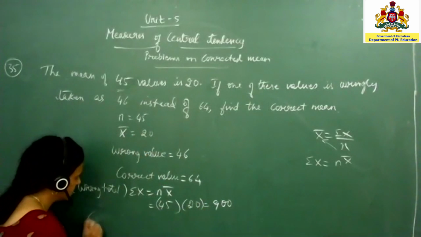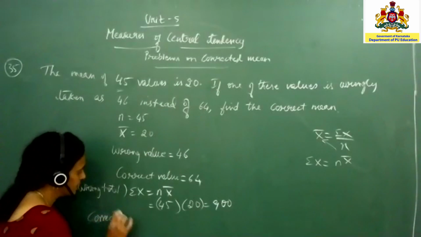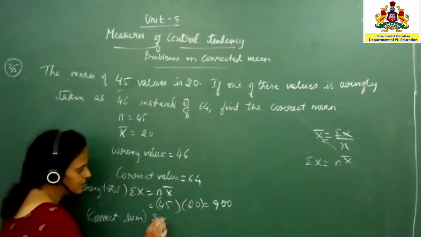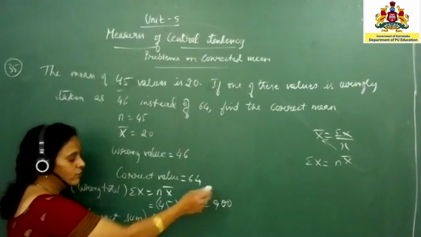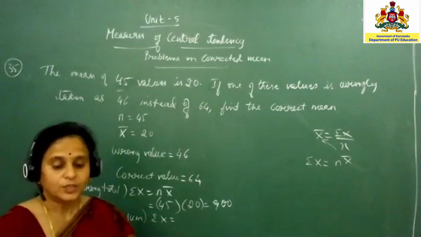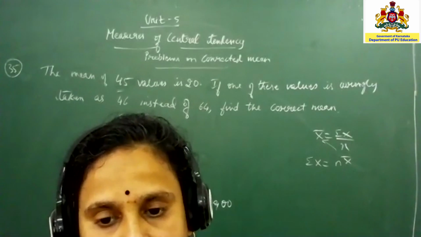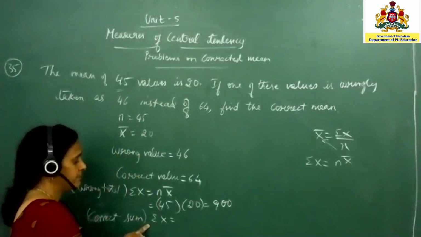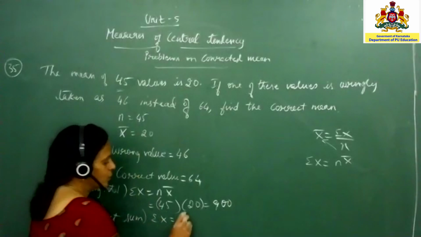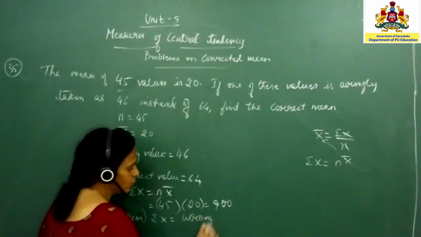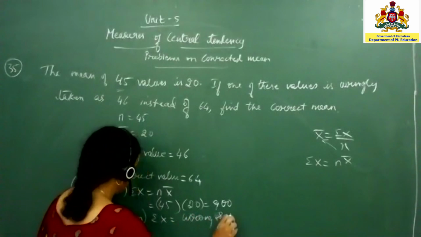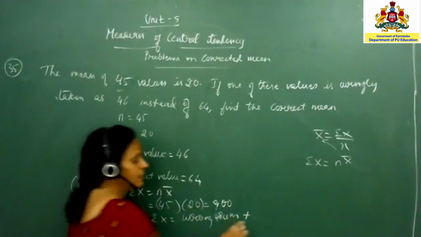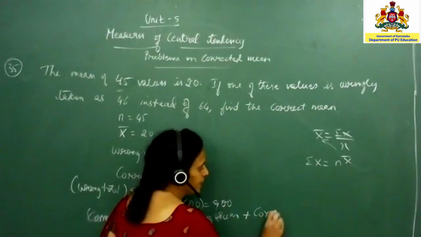So the correct sum, correct total, anything we can write, which is given by summation x equal to. So I'll just go with this total. This correct sum is equal to the wrong sum, or the wrong total, anything you can write, less. Okay, so the wrong one I take as the correct value.